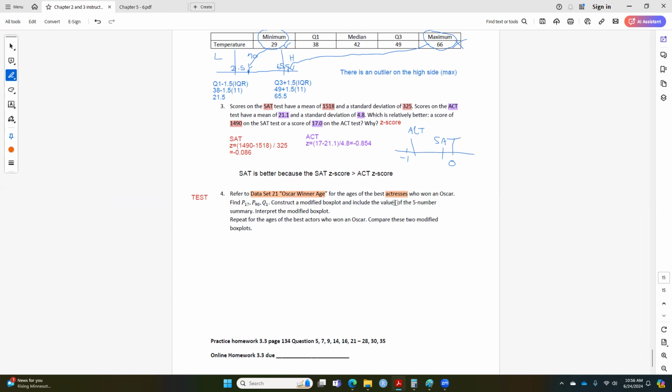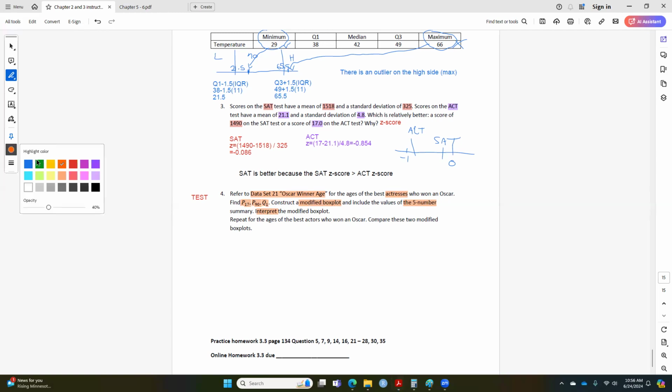The question here is asking us to find P17, P90, Q1, and then they want you to draw a box plot where you have to include the 5-number summary, and you have to interpret this. There's a lot of things you need to do here, class. Again, we only concentrate on the actresses. You had to find all these 3, construct the box plot, label your 5-number summary, and then interpret your box plot.